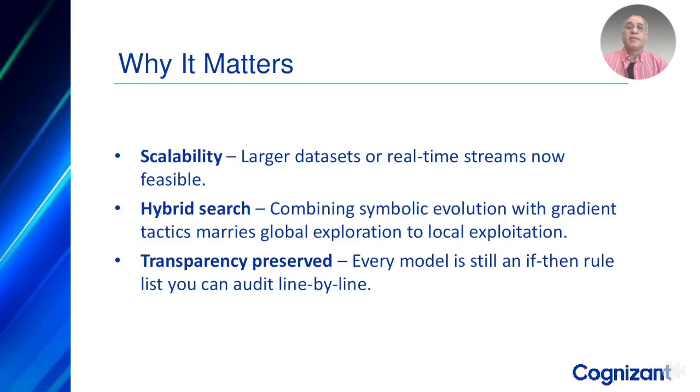Why does this matter practically? First, scalability. Now larger datasets and even real-time data streams become feasible, significantly broadening EVOTER's applicability. Second, hybrid search. Marrying symbolic evolution with gradient methods allows us to explore broadly yet exploit promising solutions locally, improving both performance and efficiency. And the third, transparency preserved. Every model remains a human-readable rule list, maintaining trust and ease of auditing.